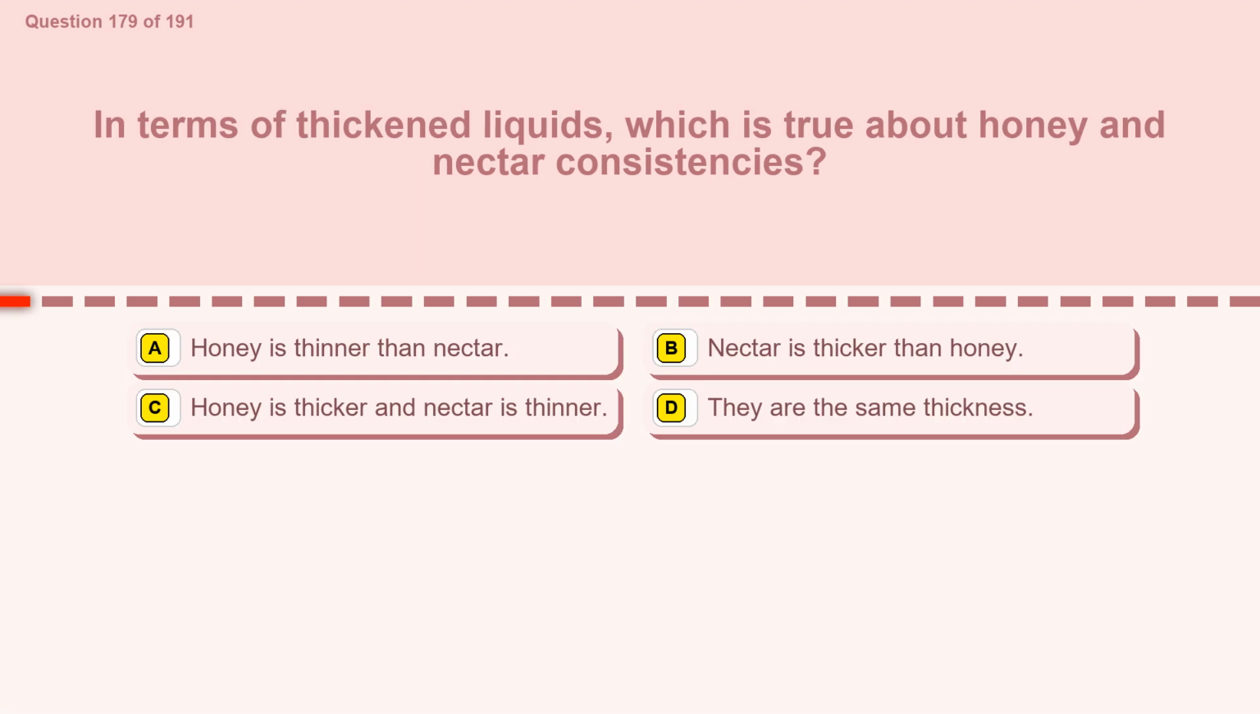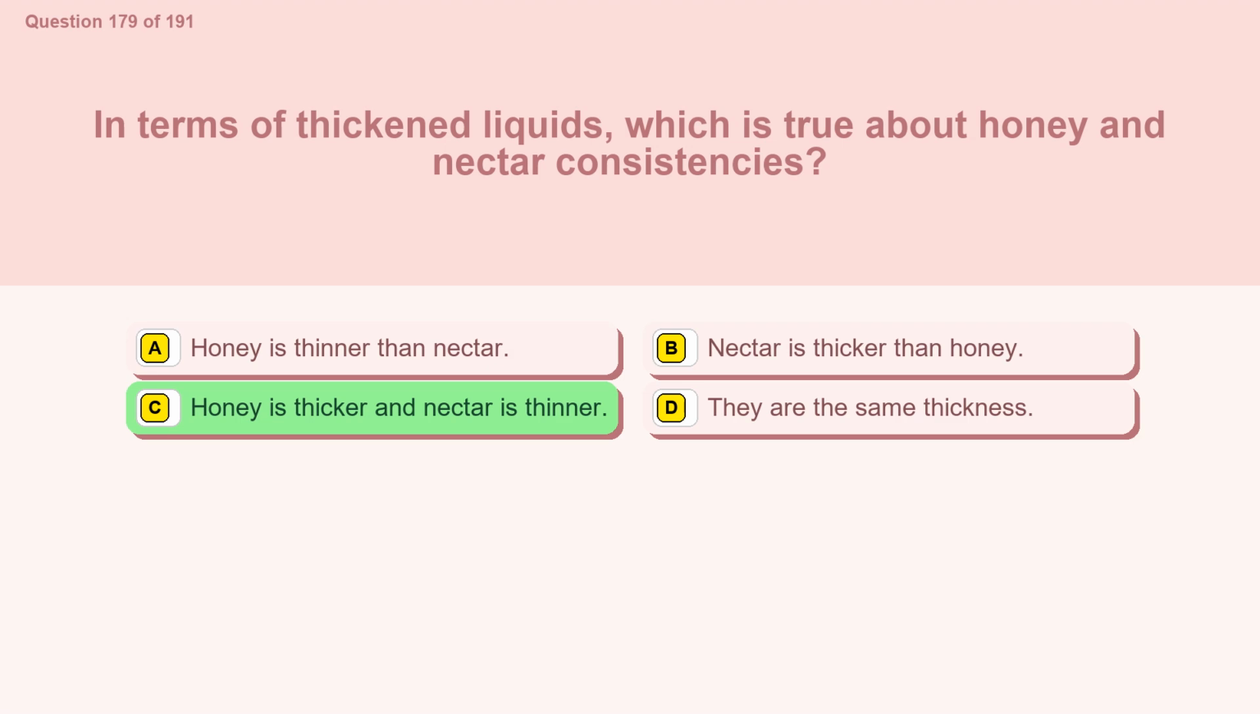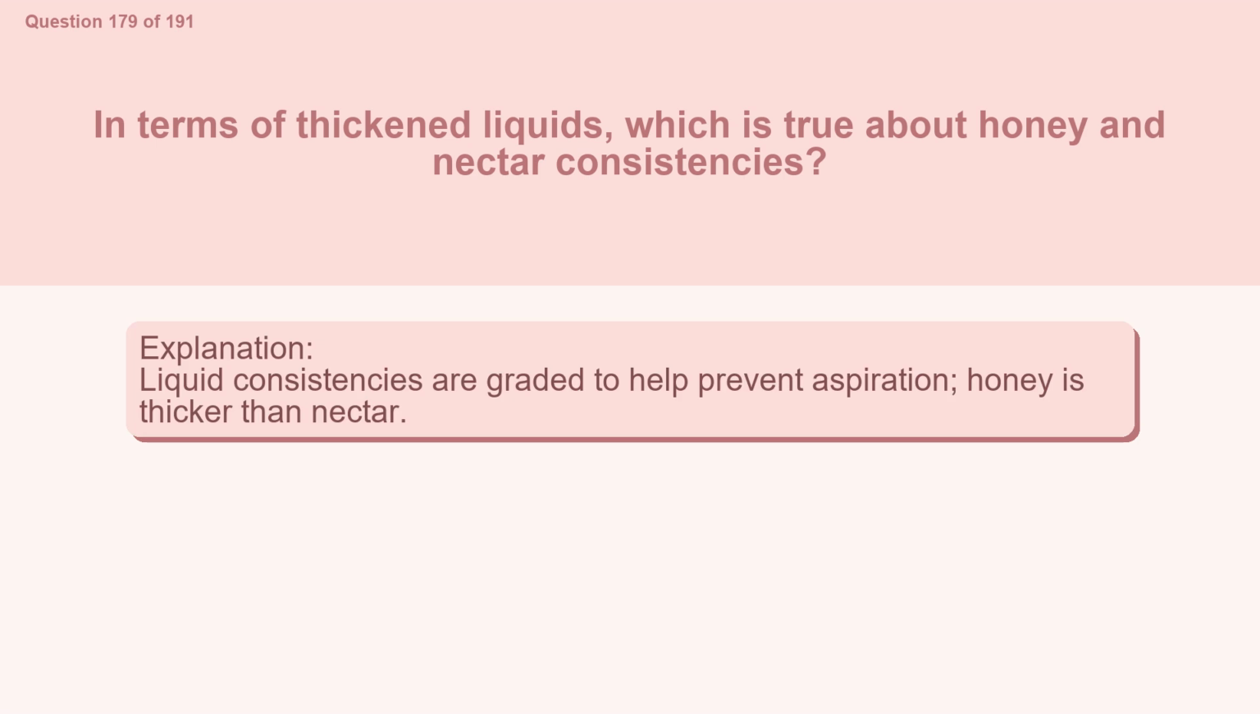Question 179. In terms of thickened liquids, which is true about honey and nectar consistencies? Option A, honey is thinner than nectar. Option B, nectar is thicker than honey. Option C, honey is thicker and nectar is thinner. Option D, they are the same thickness. The correct answer is option C. Honey is thicker and nectar is thinner. Liquid consistencies are graded to help prevent aspiration. Honey is thicker than nectar.